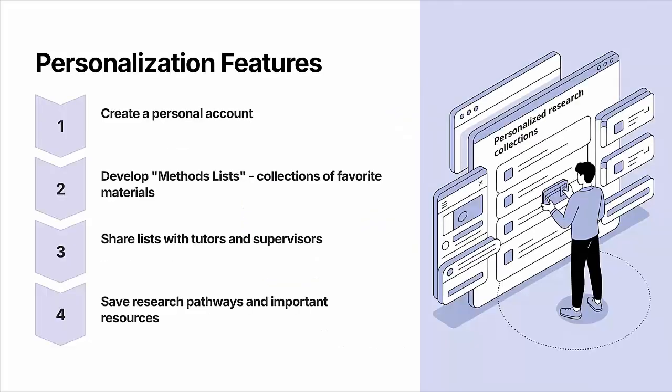As research students, you'll likely work on multiple projects throughout your academic career. The personalization features let you create separate collections for different courses or projects. For example, you might create one methods list for your quantitative research course, another for your thesis project, and a third for a group research project. You can even share these lists with team members or your advisor to keep everyone on the same methodological page. Think of it as creating methodological playlists that you can return to whenever you need them.